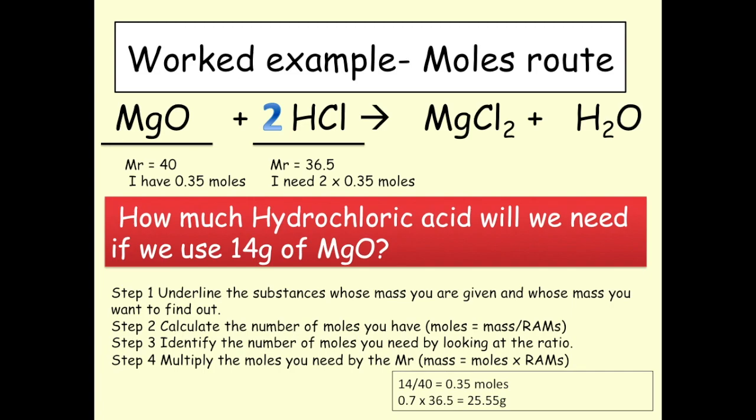So just to recap, underline the substance whose mass you're given and whose mass you want to find out. Calculate the number of moles you have, which will be the mass over the RAM, 0.35 in this case. Identify the number of moles you need by looking at the ratio. You need twice as much here, and you divide through by the smallest number to come up with that figure. And then multiply the moles you need by the MR. That's a rearrangement of the moles equals mass over RAM equation. And you still come out with the same answer, 25.55 grams.